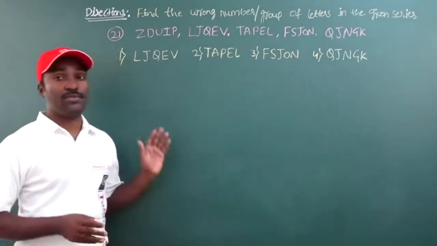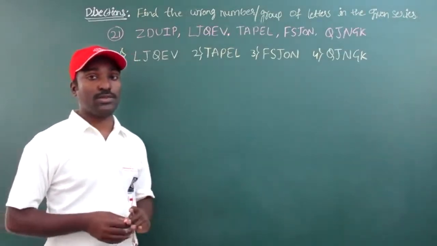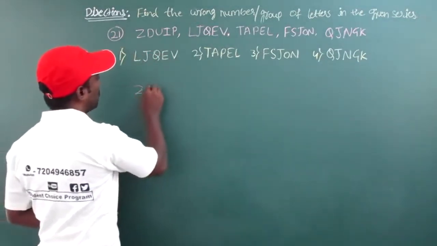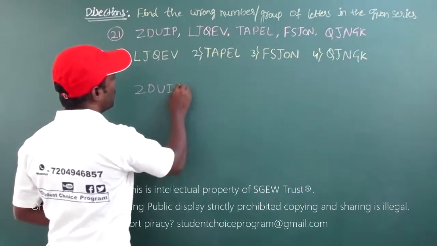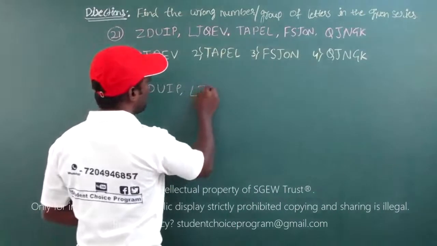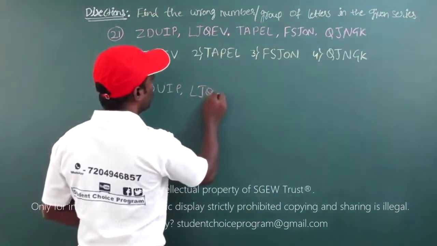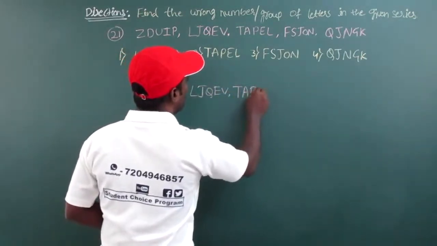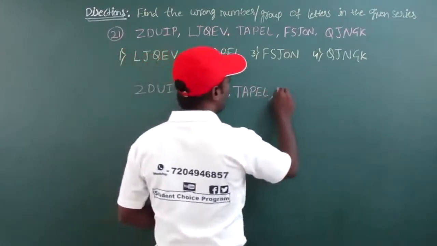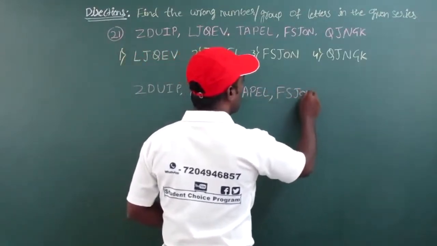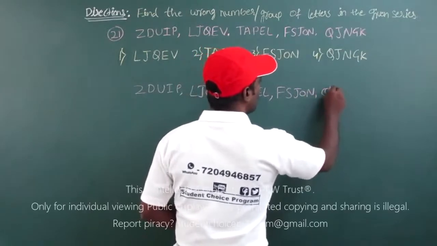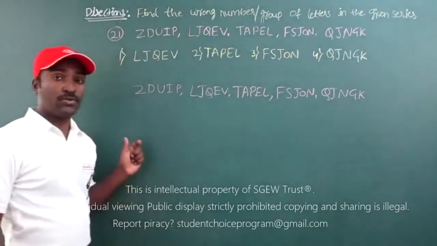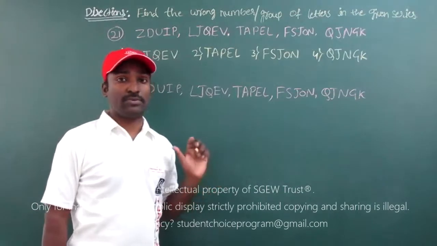So what we have to do is find the group of letters which is wrong. Let us consider the given question, that is Z D U I P. This is the first group. Second is L J Q E V, second group. Third is T A P E L. This is third, and the fourth group is F S J O N. Last is Q J N G K. Now, whenever you come across problems related to letters, you have to write their positions.